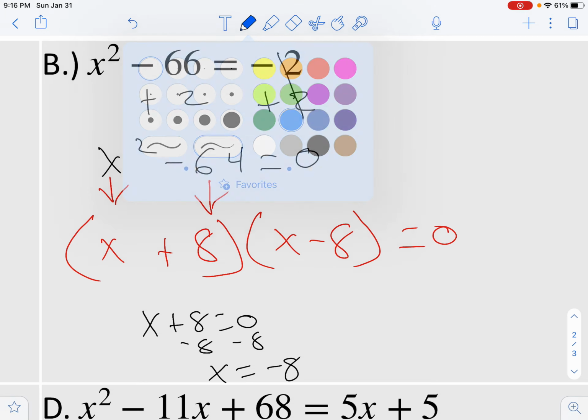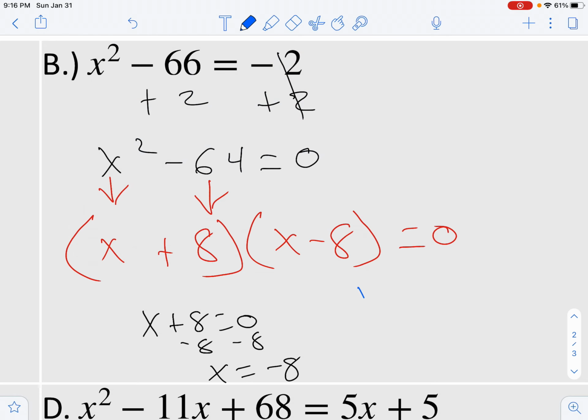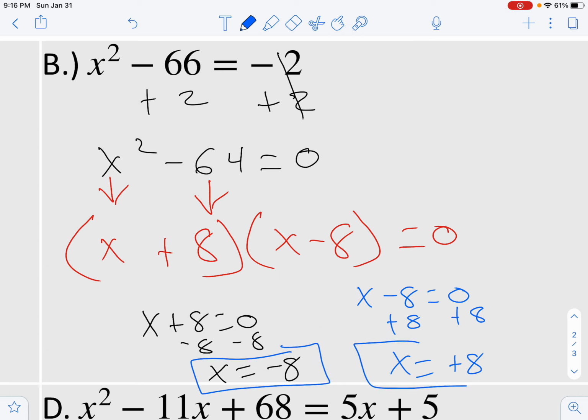Okay, in blue, I could also have x minus 8 equals 0. So I add 8 to both sides. And x could equal positive 8. So these are our two answers. You're going to find a pattern here, especially with no leading coefficient, that it usually ends up being the opposite of whatever is in the parentheses. So we got negative 8 there. We got positive 8 there.